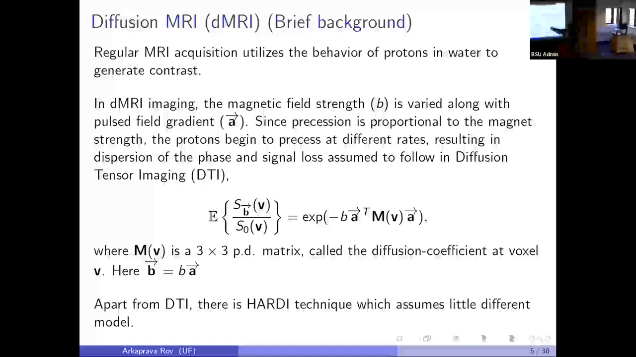Now to extract features from this data, there is a very popular model that is applied, called the DTI imaging model. It assumes that the normalized signal, in expectation, follows this attenuation function. Why attenuation? Because as you increase b, this thing decreases.